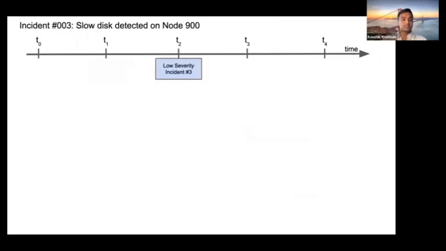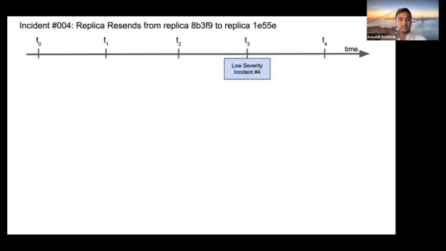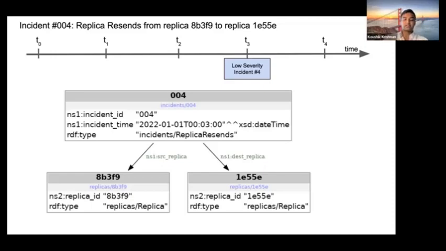So the next incident here, incident 3, you have a slow disk on node 900. Again, this is what that would look like, slow disk. We have an edge for a node and then node 900 there. And then 4, another replica resends incident from this replica ID to that one. And then it saves this little graph here. And nobody's really been woken up at all during this whole time. These are just all happening in the background automatically with these low severity incidents.